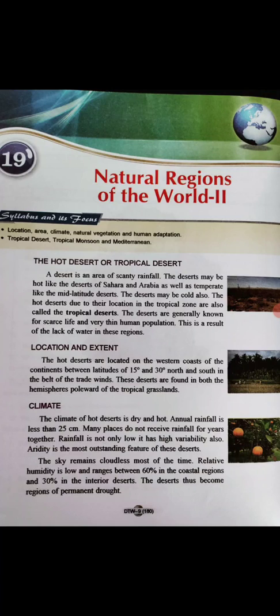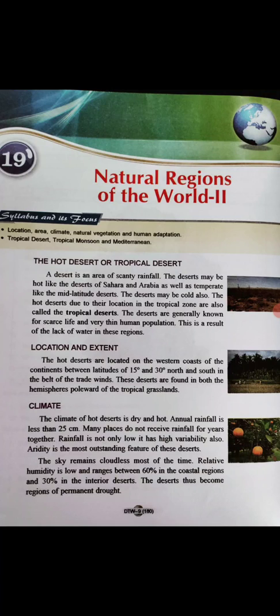So basically, what is a desert? You all must know. A desert is an area of scanty rainfall, an area where there's very little rainfall, that is less than 25 centimeters. That area turns into a desert, a vast stretch of land covered with sand. It may be hot like the deserts of Sahara and Arabia, as well as temperate like the mid-latitude desert.